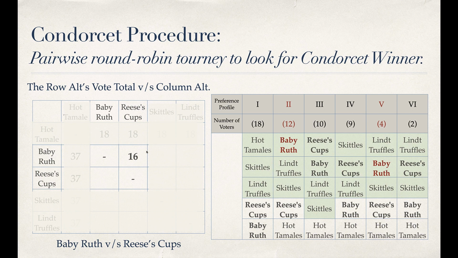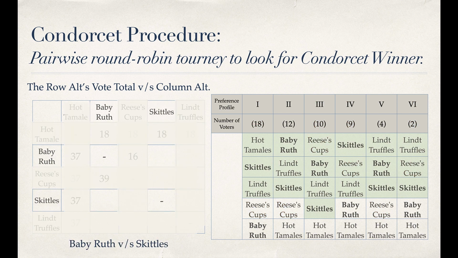So that is 16 votes for Baby Ruth. Again, you put the vote total with the row in terms of the cell that shows you the competition between the two. So where do I put Reese's Cups votes? I put it on the row where the cell shows the comparison. So the row is Reese's Cups, the column is Baby Ruth, and so that total is 18 plus 10 plus 9 plus 2, for a total of 39 votes.